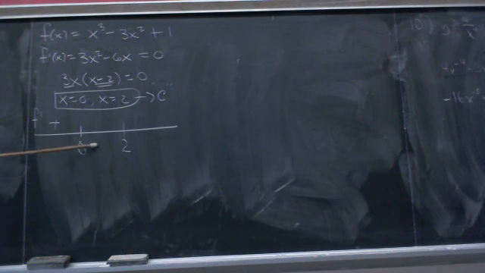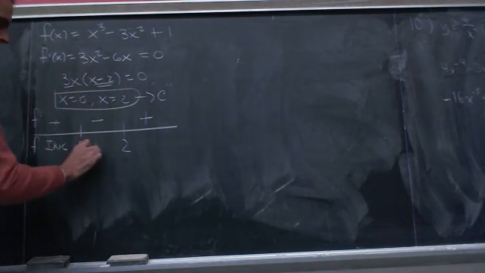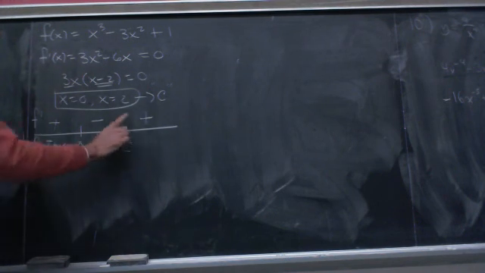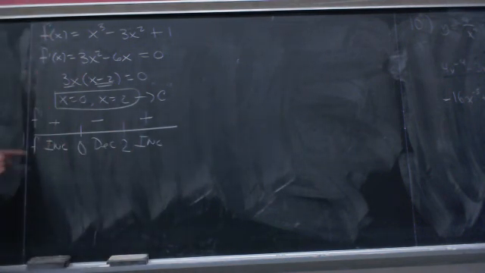If I pick 1, positive times a negative is a negative. And if I pick, say, positive 10, I get a positive times a positive is a positive. So when f prime is positive, f is increasing. When f prime is negative, f is decreasing. When f prime is positive, again, f is increasing. We do not accept number lines as answers, so we have to write it using interval notation.